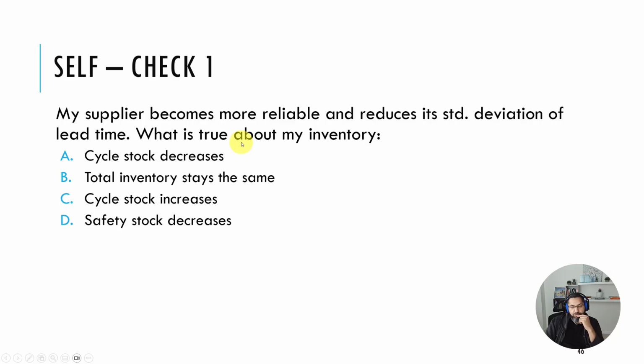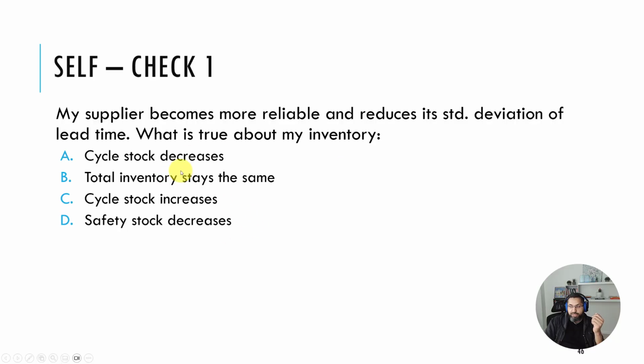Let's do a couple of self-checks to see if you've understood the concepts. So let's say my supplier becomes more reliable, reducing the standard deviation of lead time. So the supplier and/or the transportation between me and the supplier, the combination of that becomes more reliable. So my standard deviation of lead time, sigma L, falls. It decreases. What happens to my inventory? Cycle stock decreases is one option. Total inventory stays the same. Cycle stock increases. Safety stock decreases. Which option is correct? I want you to pause and think of the answer on your own, then play the video again and I'll tell you the answer.